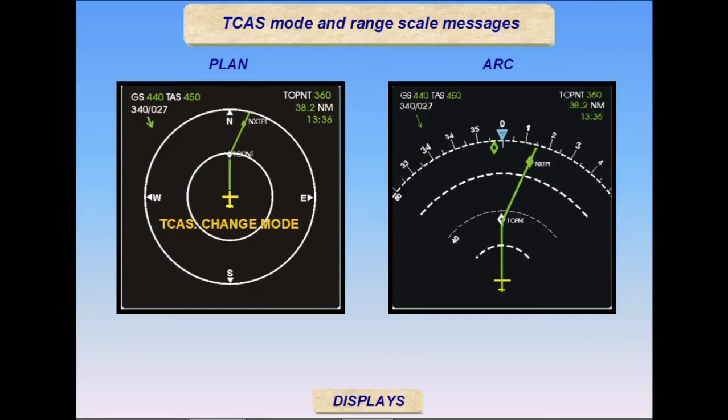If a TCAS message is present when the selected nav or arc range is greater than 40 miles, a TCAS change range message is displayed for older aircraft. The color of the message corresponds to the type of message, amber for TAs and red for RAs. Oral messages and visual command guidance on the PFD are not affected by the ND range and mode selections.